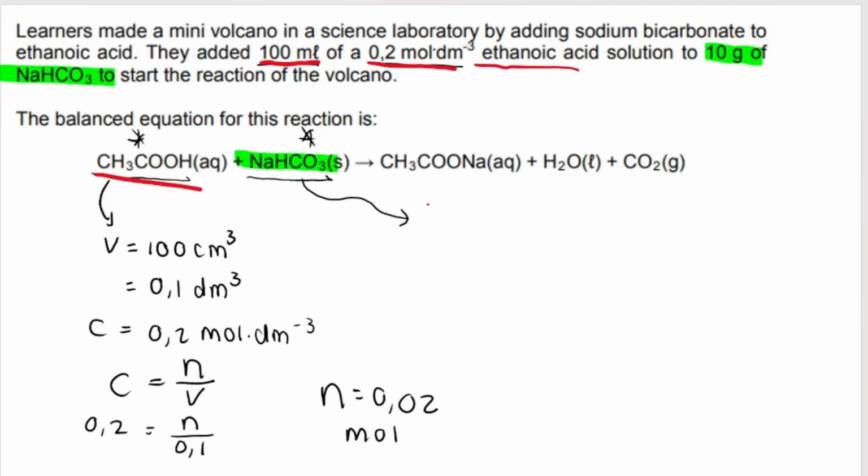Well, 10 grams is mass. They don't need to tell you that. You need to know that 10 grams is mass. In order to convert mass to moles, we're going to use this formula. Number of moles is equal to mass divided by molar mass.